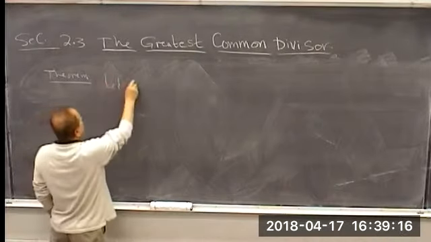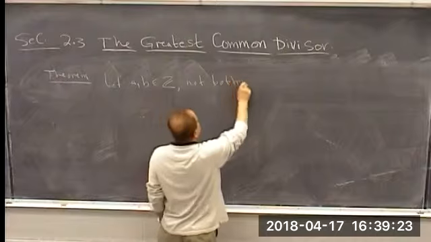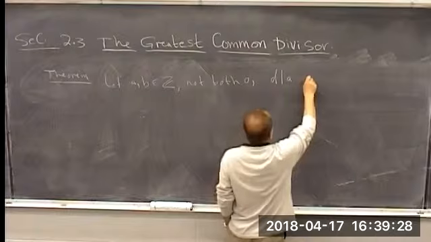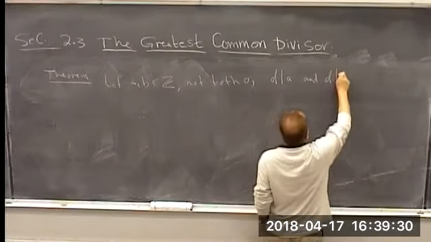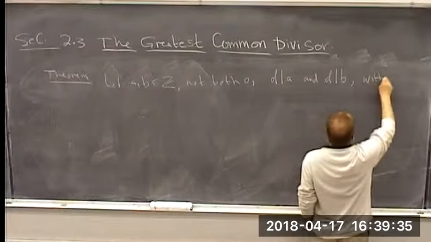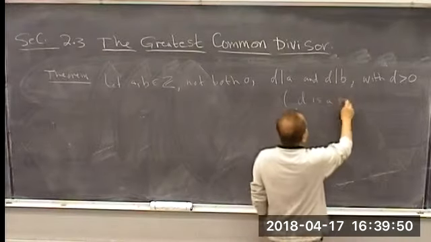Again, A, B, and C, not both 0. D divides A, and D divides B, with D being a positive. Now, I'm not saying D is the greatest common divisor of A and B. It's just a common divisor. It's a positive common divisor.